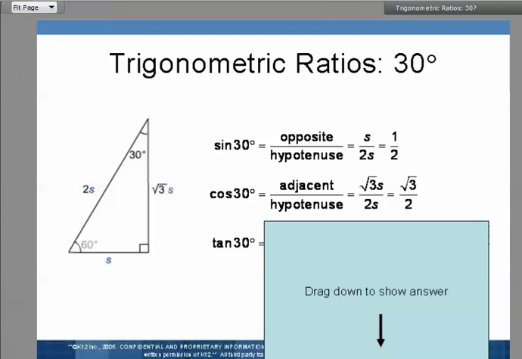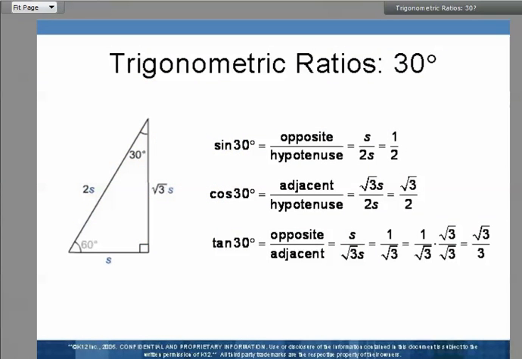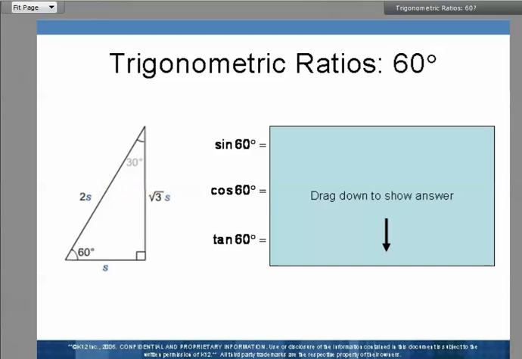Well, that's going to be s divided by the square root of 3 times s. Once again, we're going to rationalize this denominator by multiplying by square root of 3 over square root of 3, and I'll have a 3 in the denominator and a square root of 3 in the numerator. So, not knowing any lengths at all, I could still find the tangent, the cosine, and the sine of a 30, 60, 90 triangle and of a 45, 45, 90 triangle. Those are interesting little aspects.